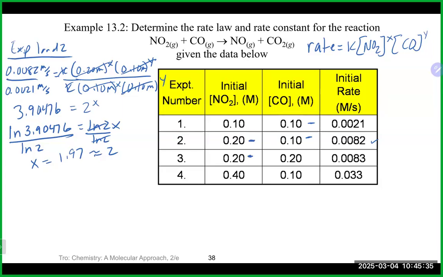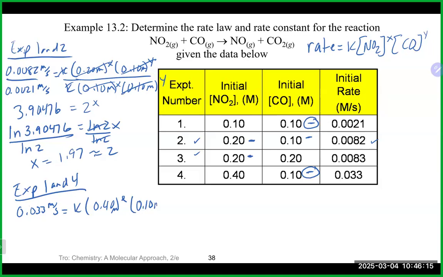Speaking of that, we actually had more than one option for the first one. We could have chosen some other entries as well. So for example, before we move on to this one, we could also have done, for example, 1 and 4, which would have been perfectly fine as well. So again, just to show you, it doesn't really matter which one you choose. If we did experiment 1 and 4 and did the same calculation, we would end up with 0.033 molar per second equals K, our 0.4 molar to the X, and our 0.1 molar to the Y.